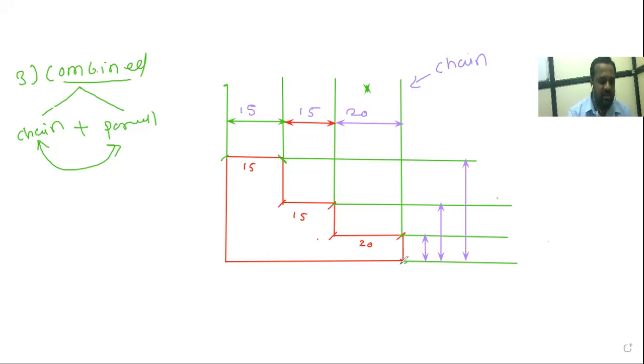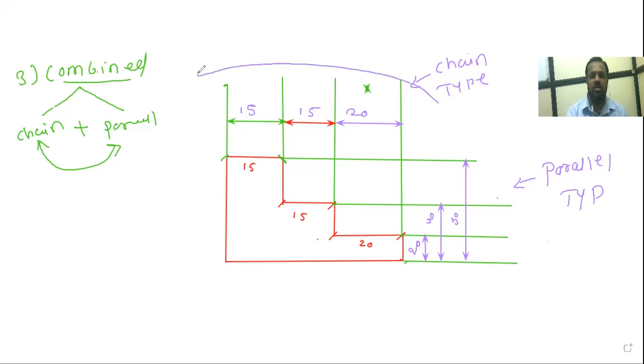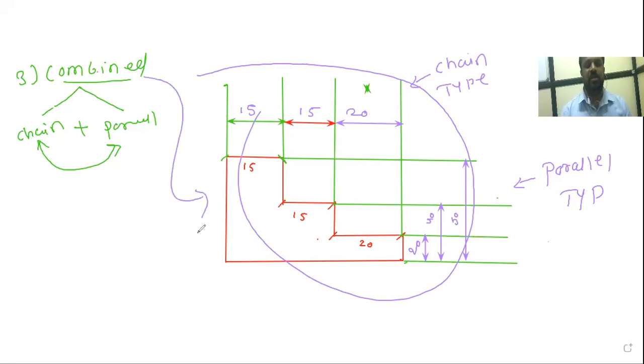And here I'm going to write down: it is 20, it will be 40, it will be 50. Okay. Now see, on this side we are using the chain type dimensioning, and here we are using the parallel type dimensioning. And this whole combination, this whole figure, we can call the combined dimension system.